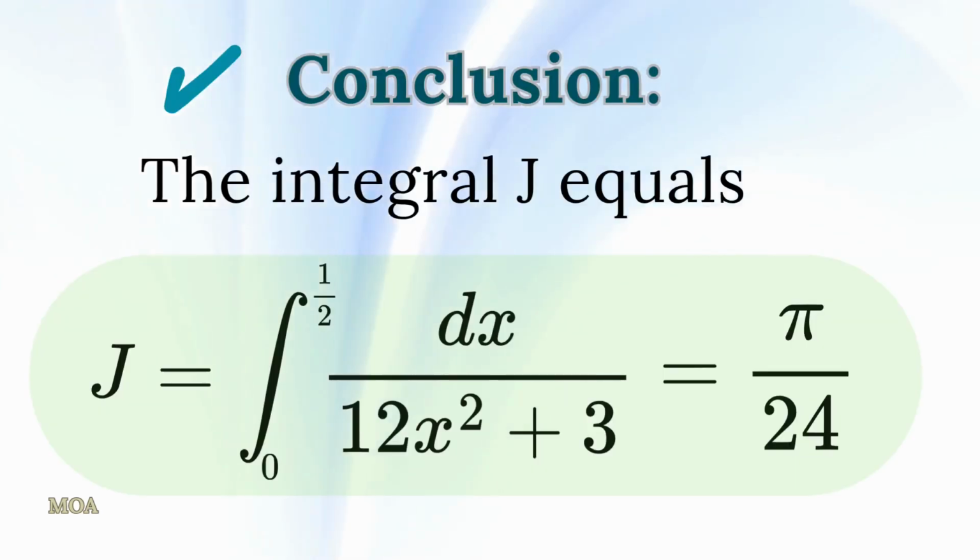In conclusion, the definite integral of 1 over 12x squared plus 3 from 0 to 1/2 equals pi over 24.